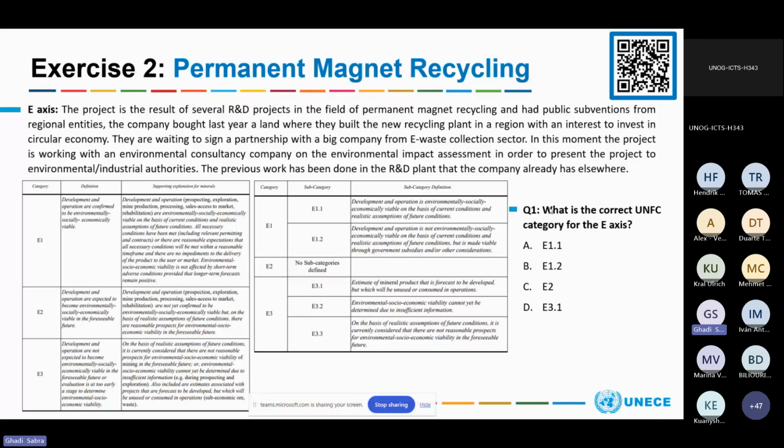So a similar approach is applied. For the E-axis, the project is the result of several R&D, research and development projects in the field of permanent magnet recycling, and had public subventions from regional entities. The company bought last year a land where they built a new recycling plant in a region with an interest to invest in circular economy.